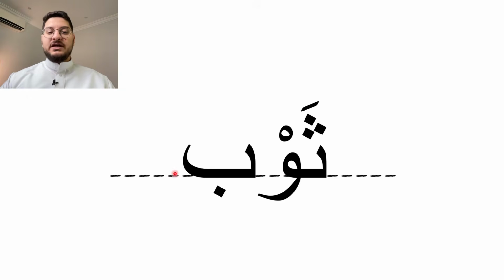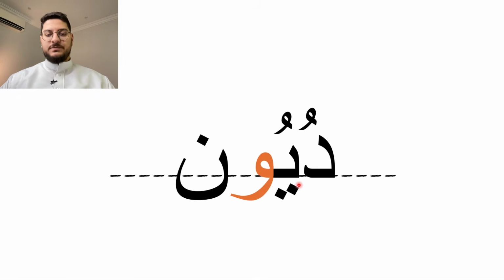And then what do I have at the end? I have one dot below, so that's the ba. It's at the end of the word, so no vowels, and it's just b. So this word would be thawb, and thawb is the thobe, the dress that we wear in Saudi Arabia.